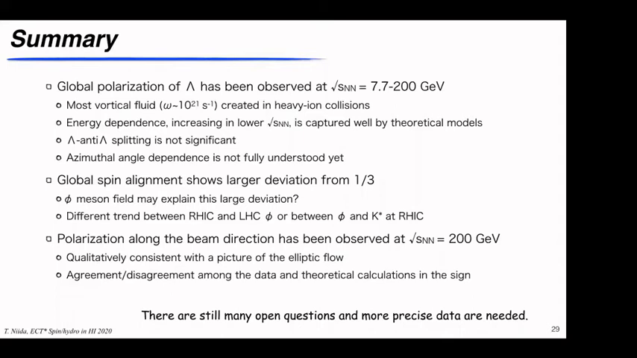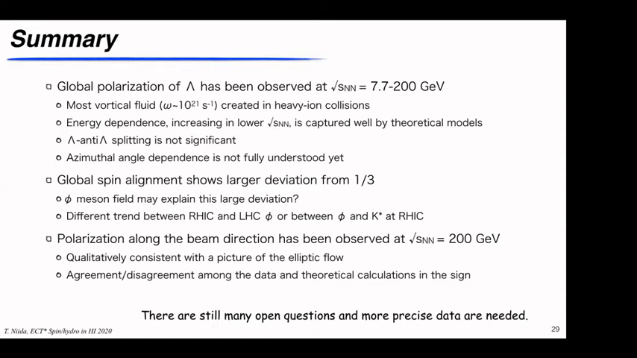Regarding the global spin alignment, it shows a large deviation from 1/3, which cannot be simply explained by this vorticity picture or based on the lambda polarization result. A phi meson field may explain this large deviation, but there are still questions whether the model can explain the whole picture, I mean the results from the LHC and RHIC, and for different particles, phi and K*.